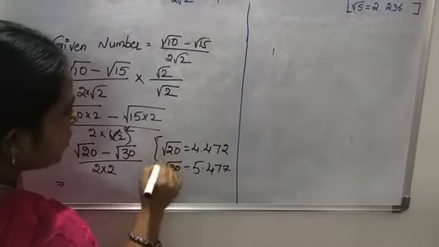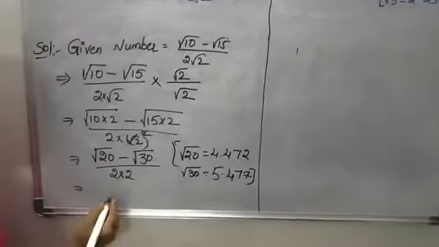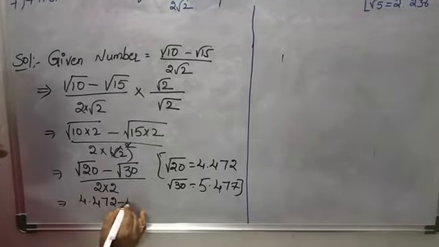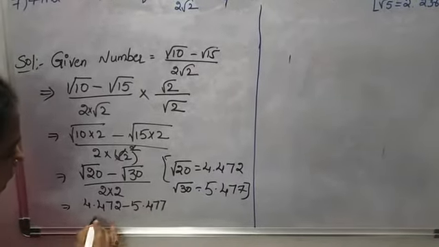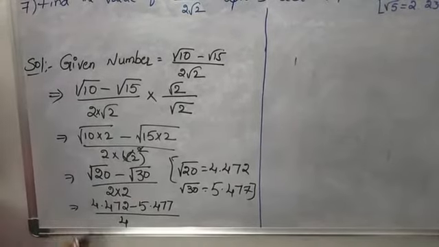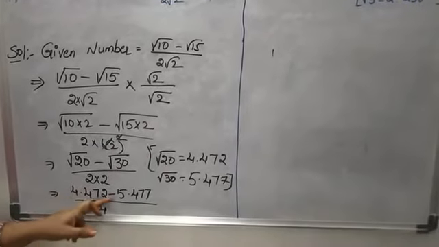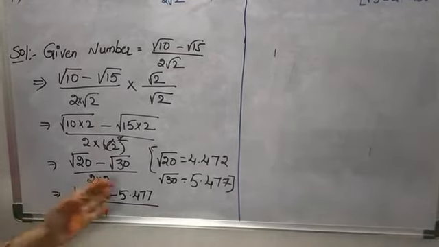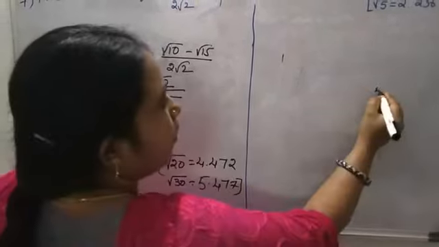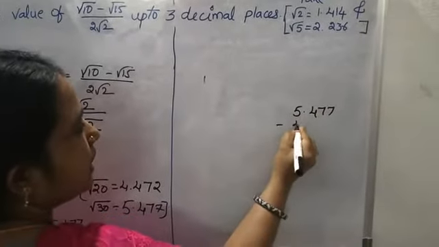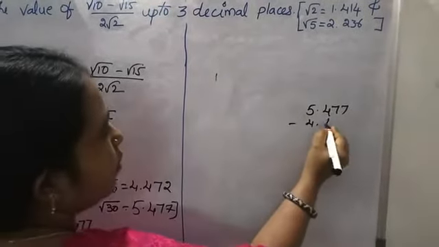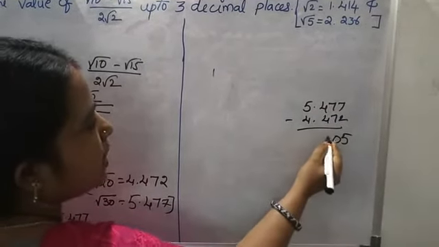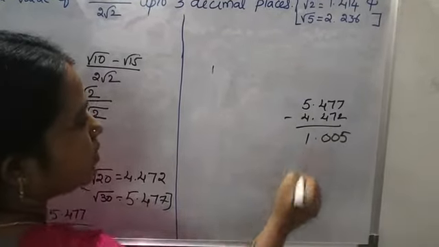Okay children, substitute these values to get the answer. Root 20 is 4.472 minus root 30 is 5.477, divided by 2 2s are 4. Now do the subtraction. 4.472 minus 5.477 is not possible, so subtract the other way: 5.477 minus 4.472. 7 minus 2 is 5, 7 minus 7 is 0, 4 minus 4 is 0, 5 minus 4 is 1.